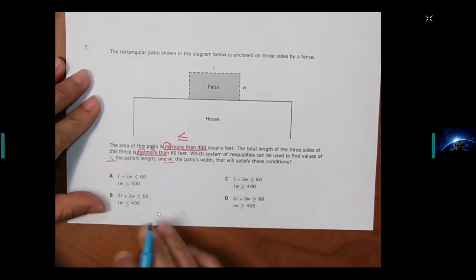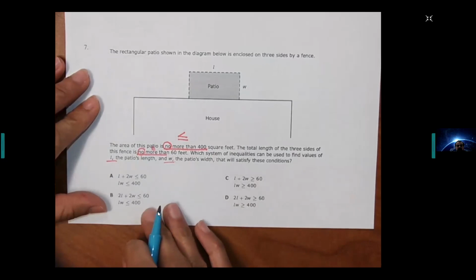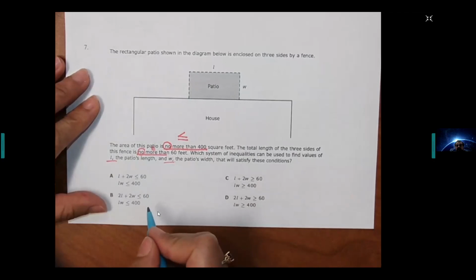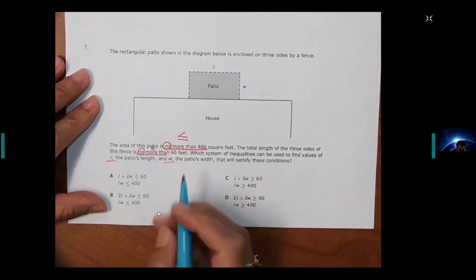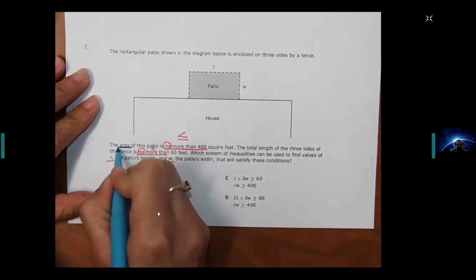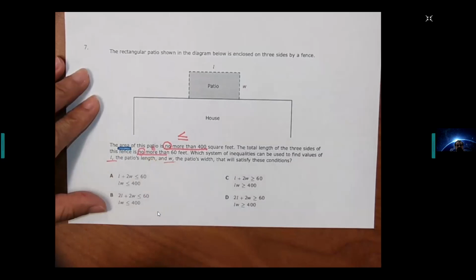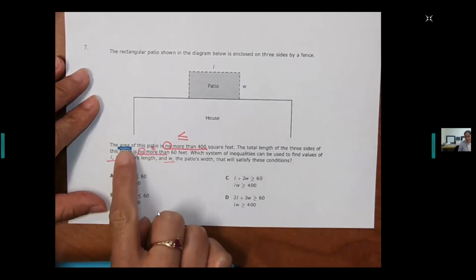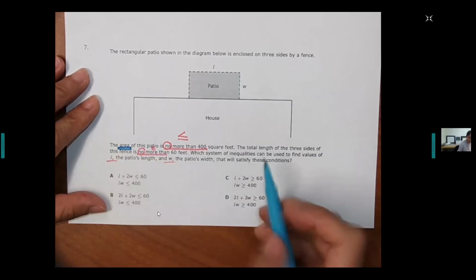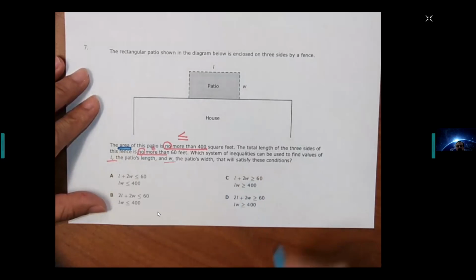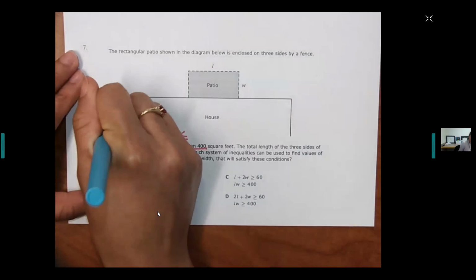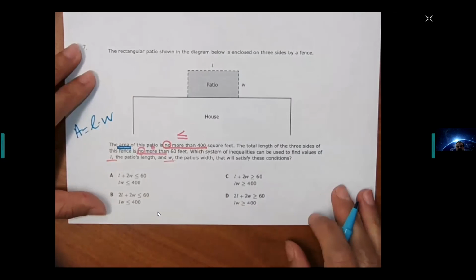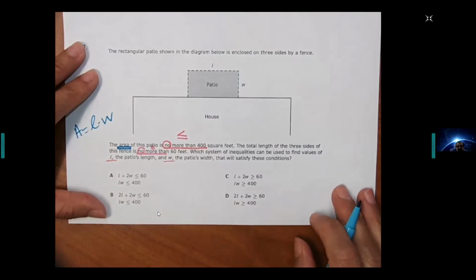So the first one, length and width. Let me see. Patio is no more than 400. So LW. Let me backtrack for a second. It's talking about the area, right? So here we need to keep in mind how we find the area of a rectangular figure. We know that area equals length times width, and that is less than or equal to 400.